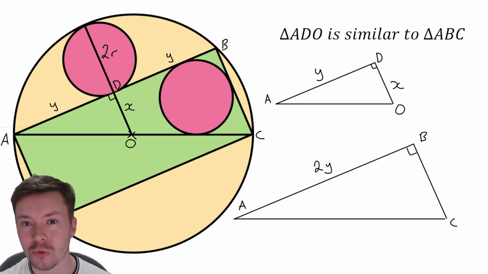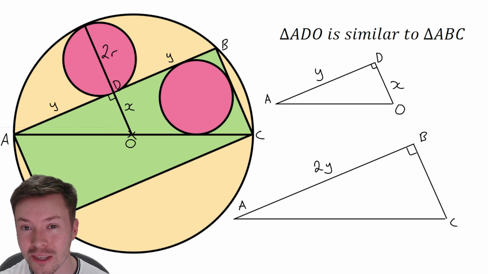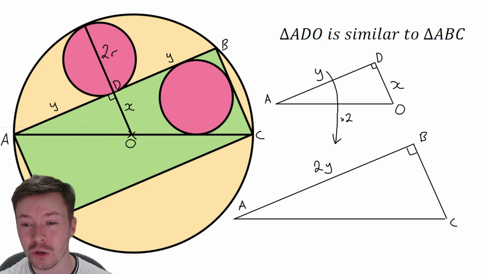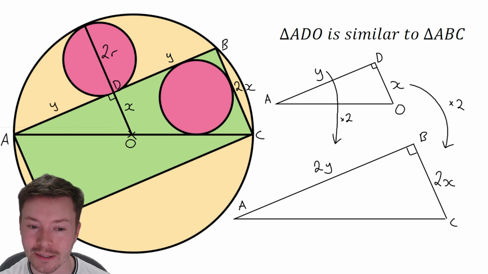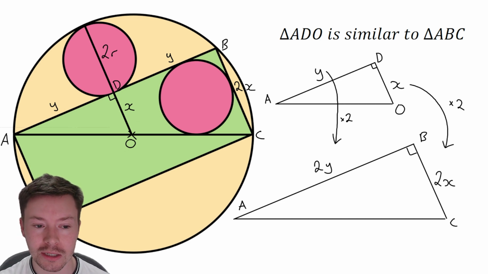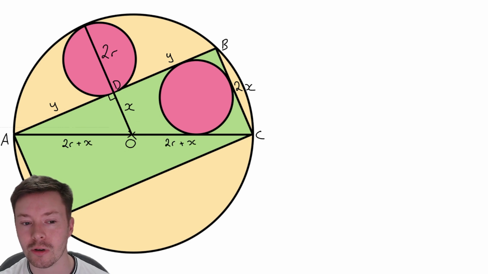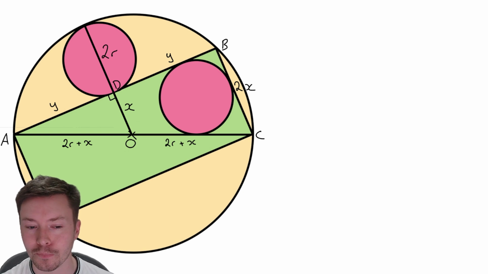Now I'm going to draw out those similar triangles like this, and I've labelled them. Hopefully you can see the scale factor there is 2, and so the length B to C must be double x, times that by 2, is 2x. So I've put that on the diagram as well. Next, I'm going to put onto my diagram that the radius of the yellow circle is 2r plus x. We already knew that because we already had a radius going from O through the pink circle with 2r, and then we added the x on.